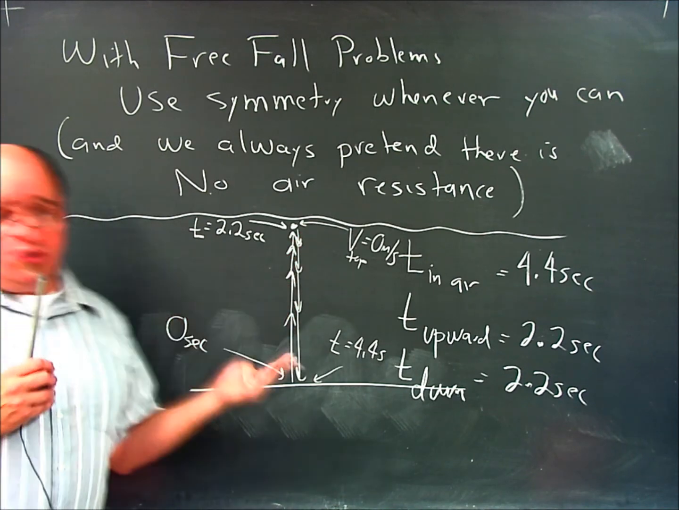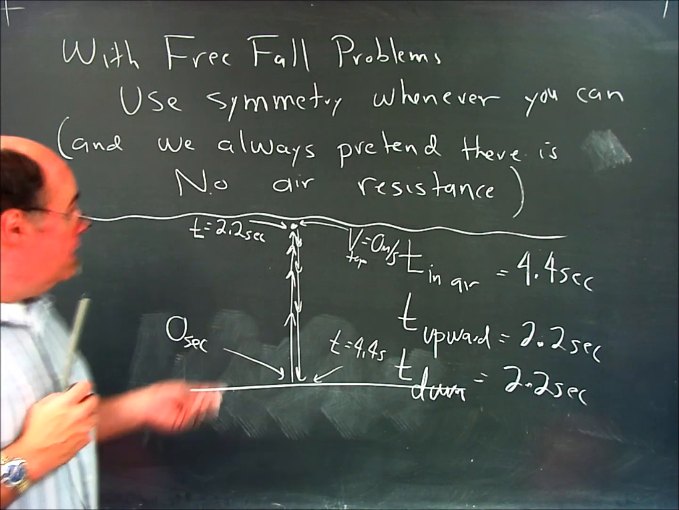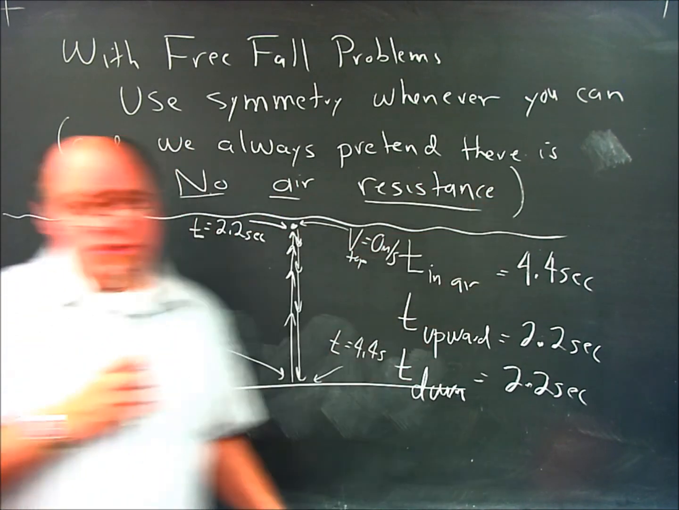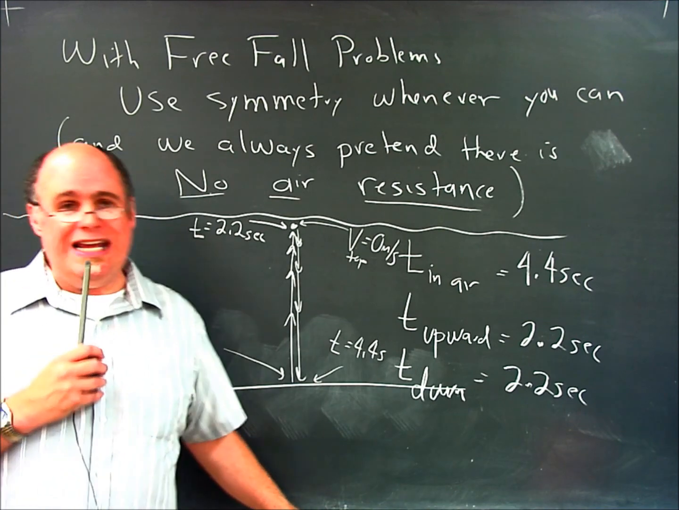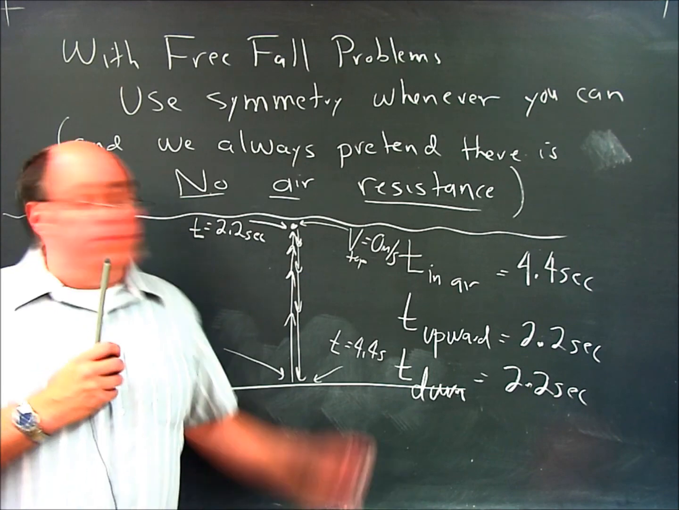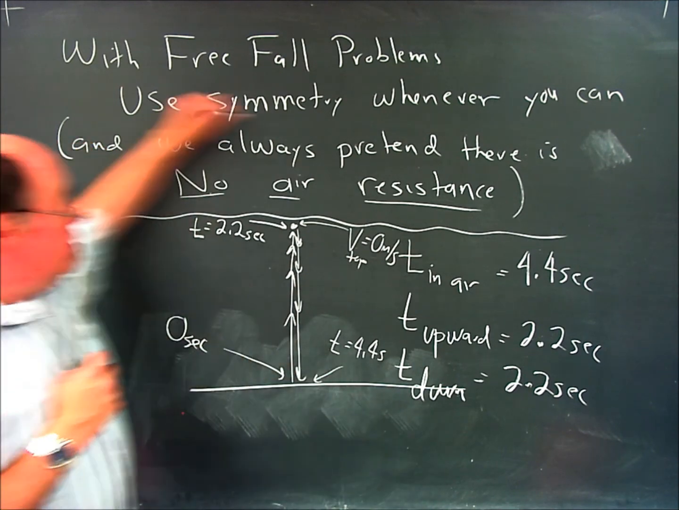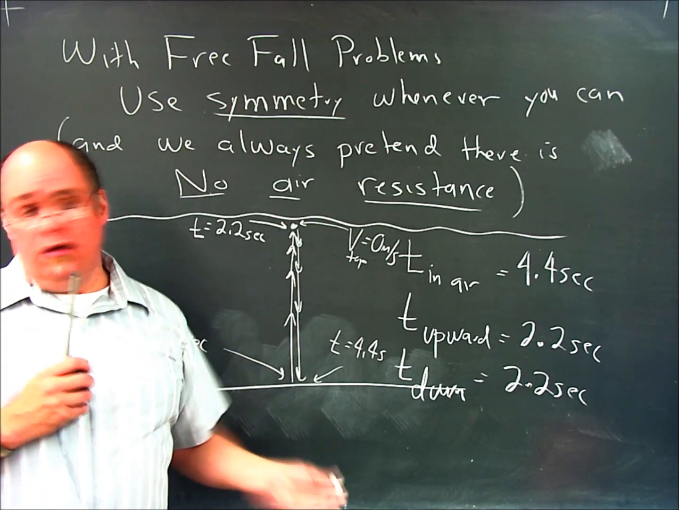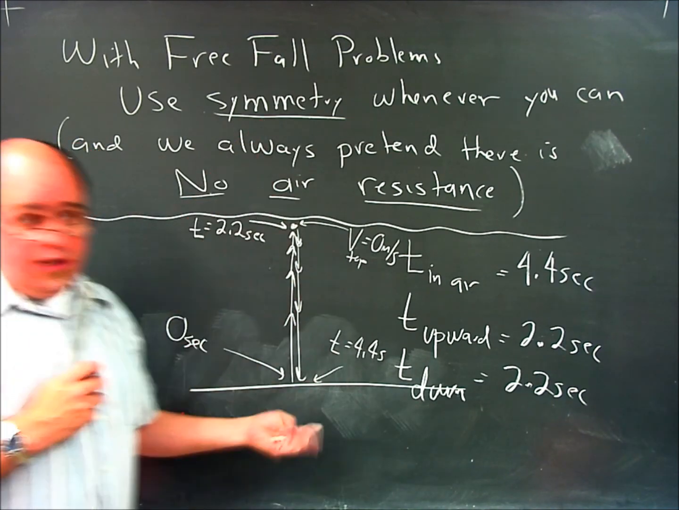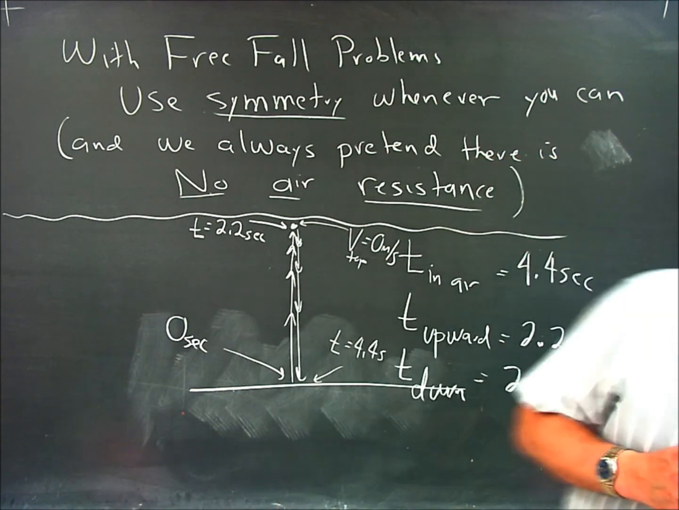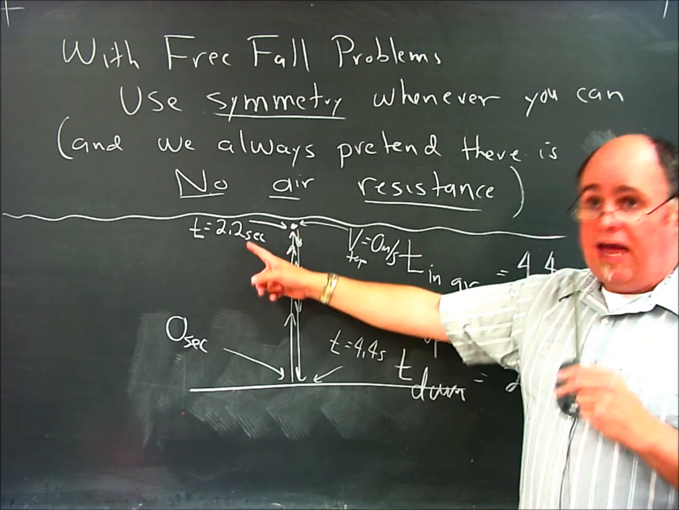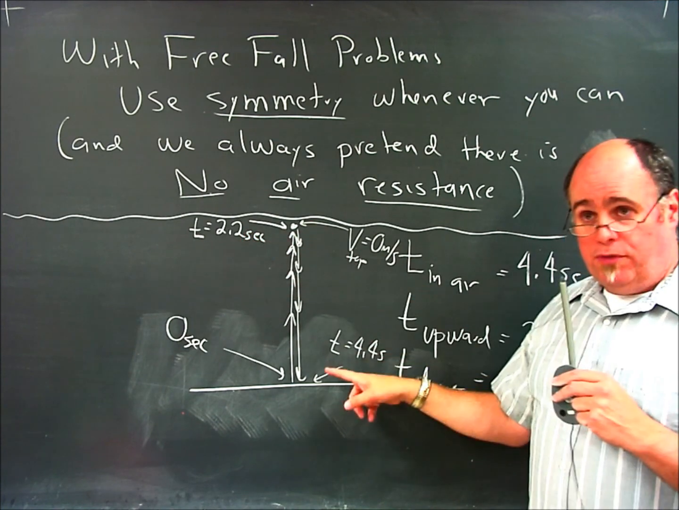We're using symmetry. And we're pretending that there's no such thing as air resistance. Air resistance is the air molecules hitting against the object as it moves through the air. And air resistance will make it so we can't use symmetry. So we pretend there's no air resistance, thus we can use symmetry. So what goes up will come down, and it'll come down in a symmetrical fashion. So if it's going up in the air for 2.2 seconds, it'll come down for 2.2 seconds.